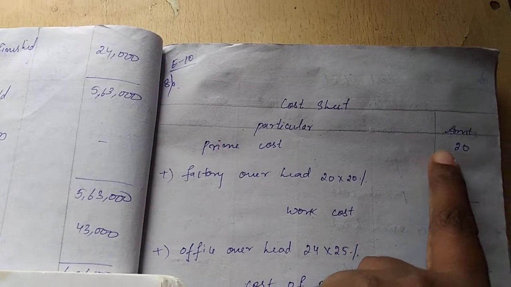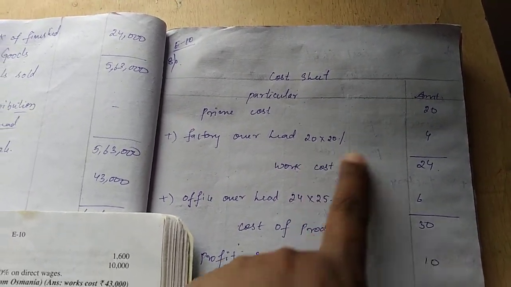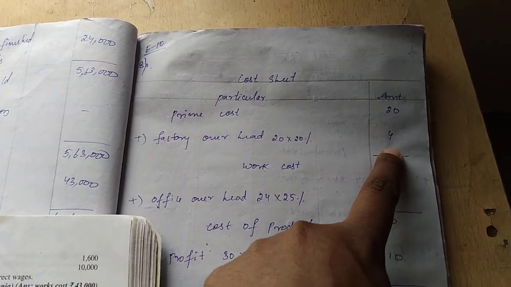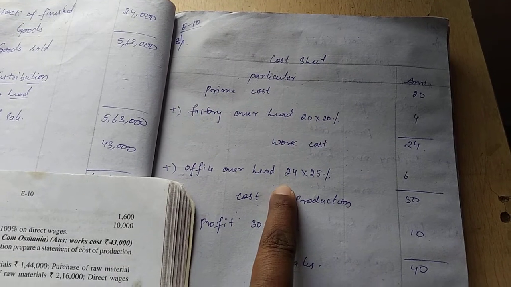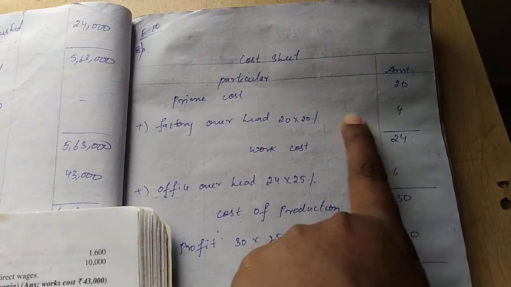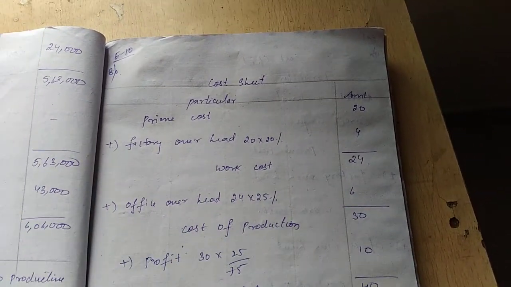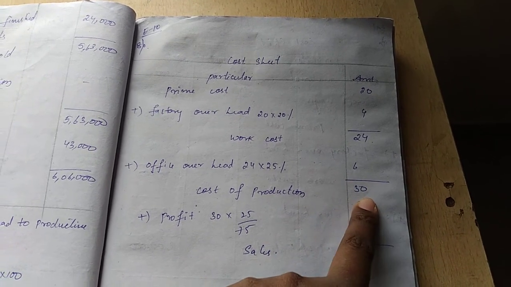So listen carefully. We have taken prime cost as 20. Factory overhead is 20% on this prime cost. So 20 into 20% means how much? 4. So work cost is how much? 24. For office overhead, he has said 25%. So on this 24 we have to calculate 25%. Then how much will we get? 6. So work cost plus office overhead, the total cost of production, is how much?